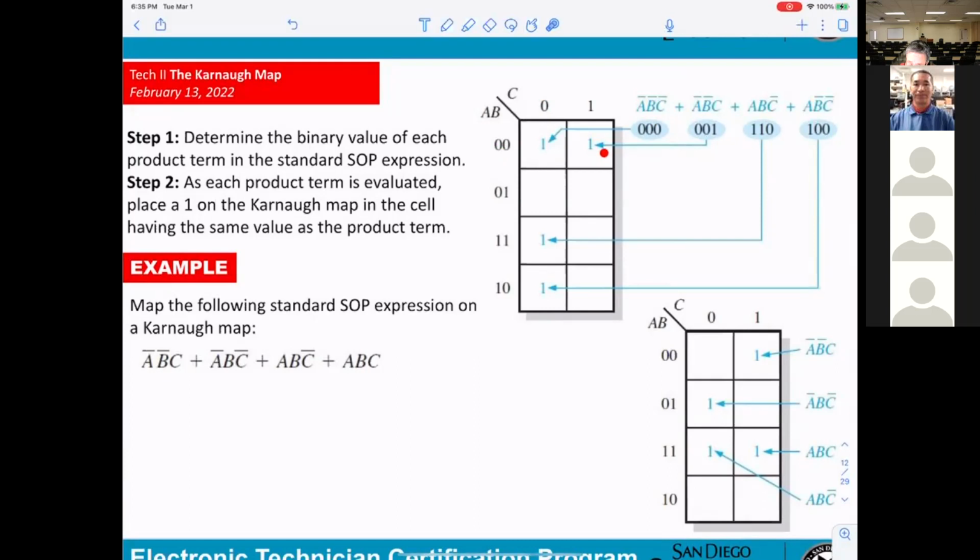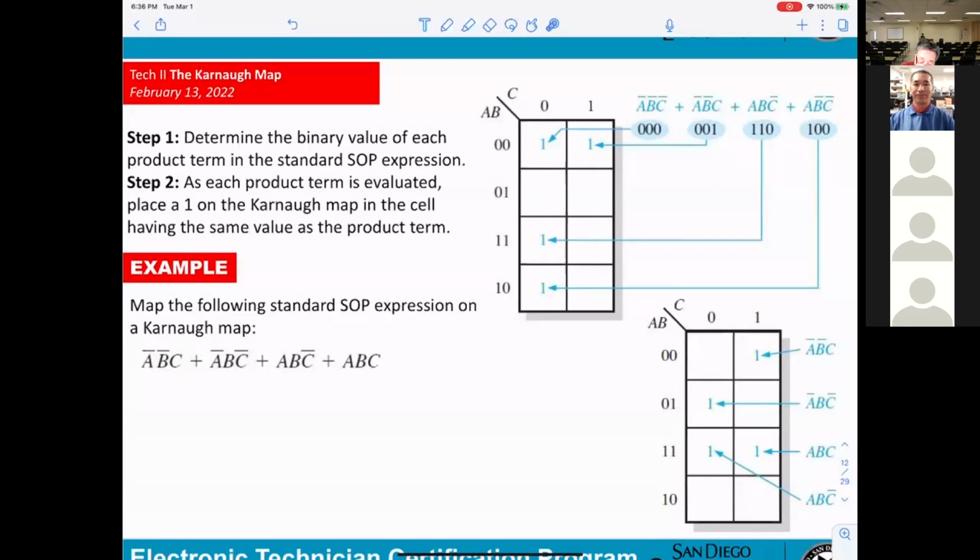Okay, a second one: not A, not B, C. You put another 1. Okay, and so on. For this one, you get A, B, not C. A here, B here, not C here. You put a 1. And the last one, A, not B, not C. A here, not B, not C. That is how we map the product to the K-map by logical 1.